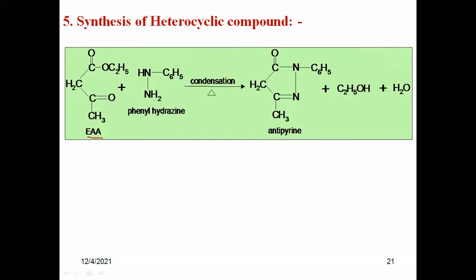Now this compound is treated with phenylhydrazine, C6H5 NH2, and that reaction is carried out at high temperature. Now phenylhydrazine and ethyl acetoacetate, an active methylene compound, undergo condensation. Here this OC2H5 and here hydrogen, यामधला हायड्रोजन त्यापासून तयार होईल इथिल अल्कोहोल.